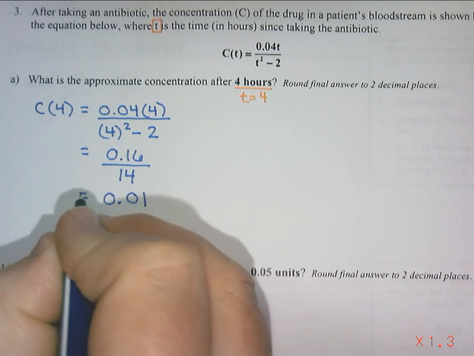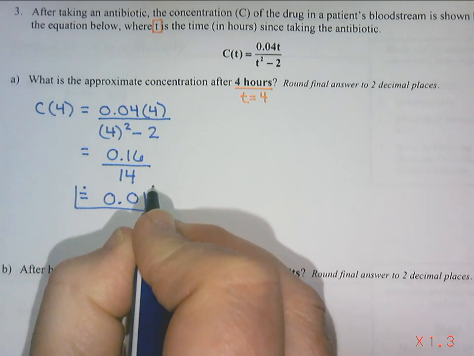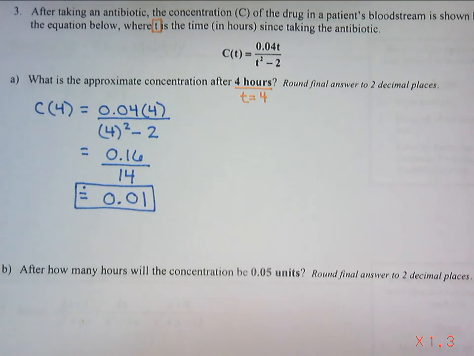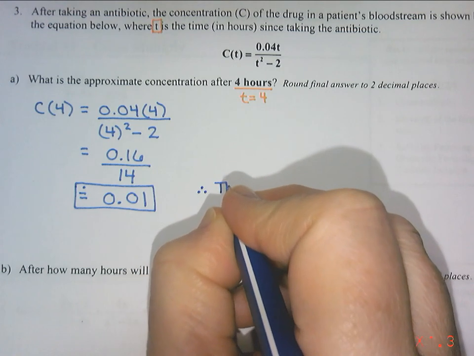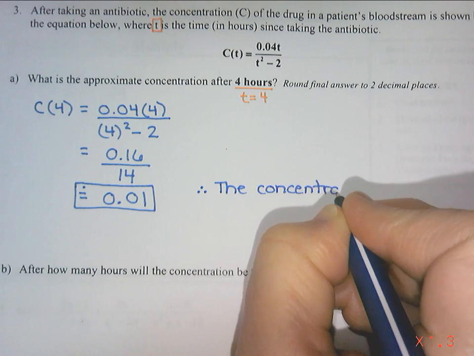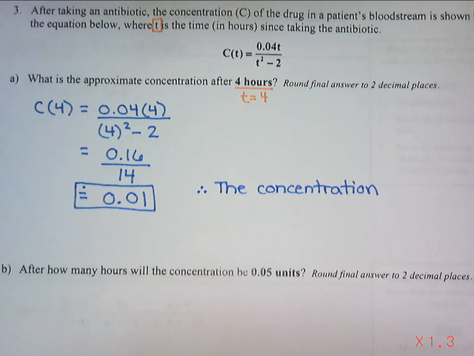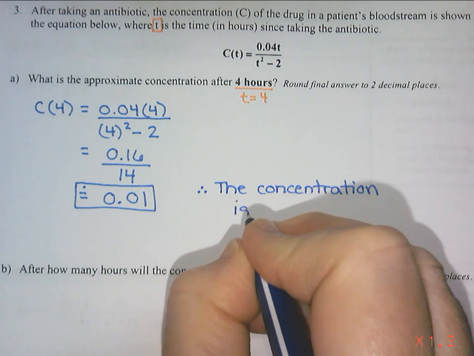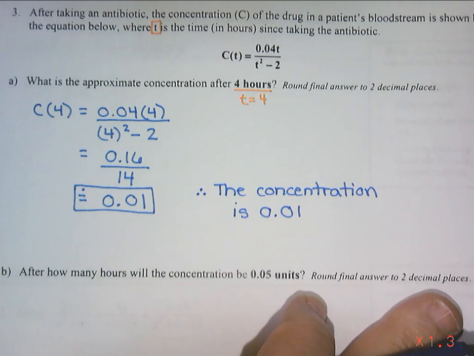To show that I rounded, I'm going to put a little dot over my equal sign. And then because this is an application question, I do need to write myself a little sentence as my answer. So it says, what is the approximate concentration after 4 hours? I'm going to say, therefore, the concentration. You could say the concentration after 4 hours. I'm just going to say the concentration is 0.01. And then I'm going to check for units.